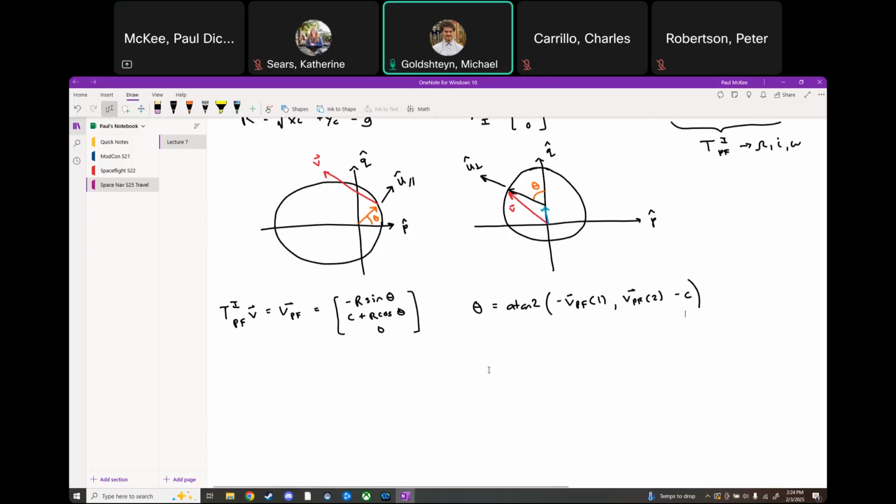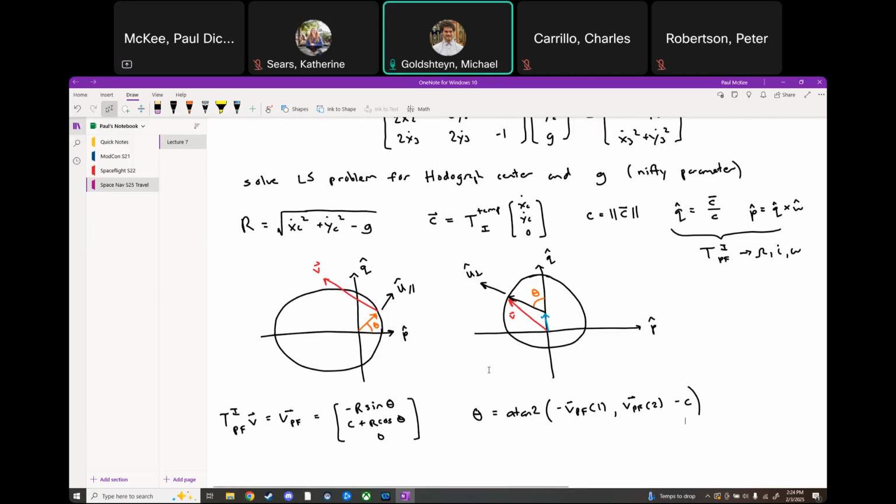Can the hodograph circle have any horizontal shift at all, or is it designed to be strictly symmetric along the Q axis? It's always going to be along the Q axis.